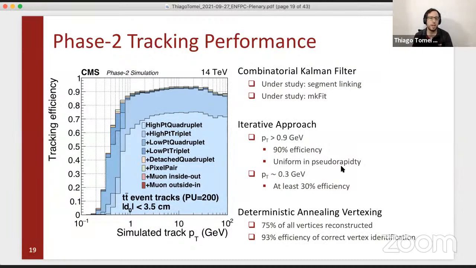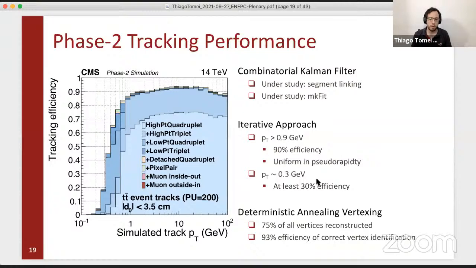And you can see here what every iteration does. The bottom line is that for 900 MeV and above tracks, we have more than 90% efficiency and completely uniform in pseudorapidity. So extremely high efficiency, just like in phase one. But even for low pT tracks, like 300 MeV, we still have some reasonable efficiency.